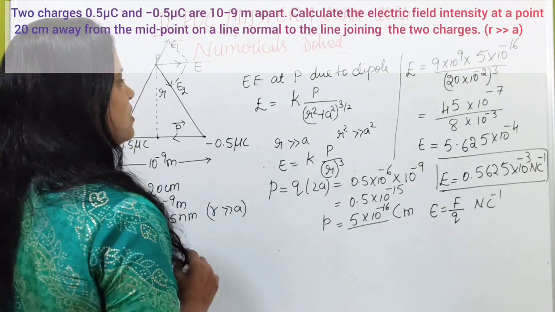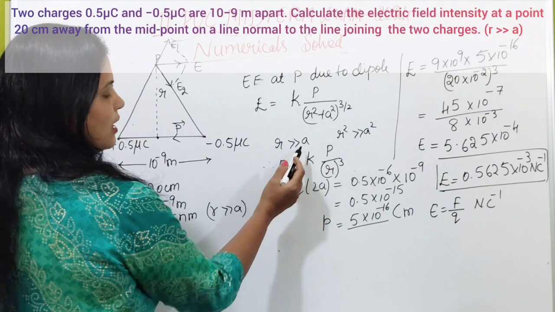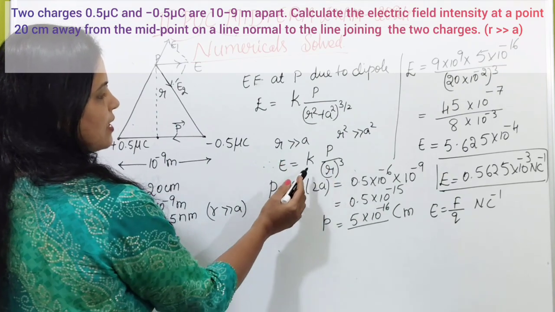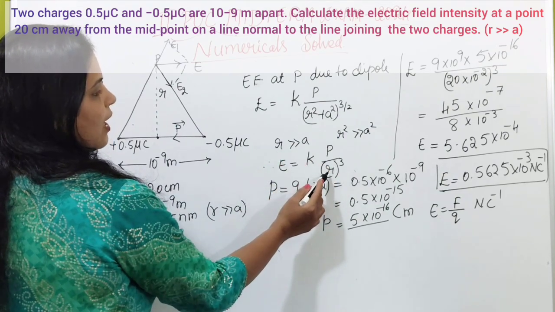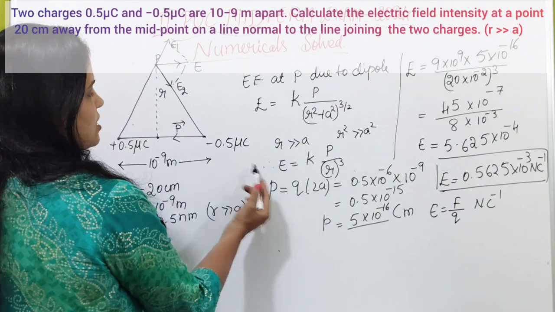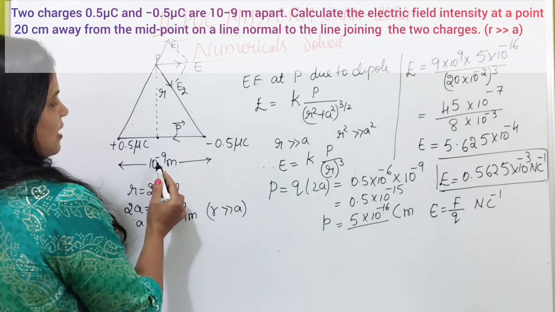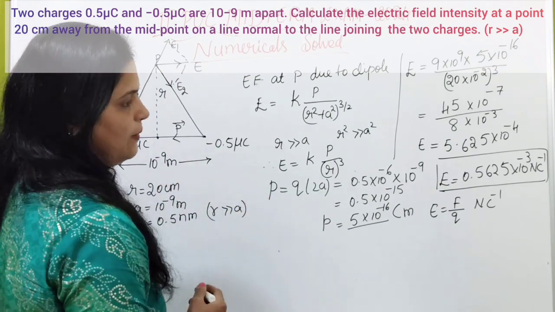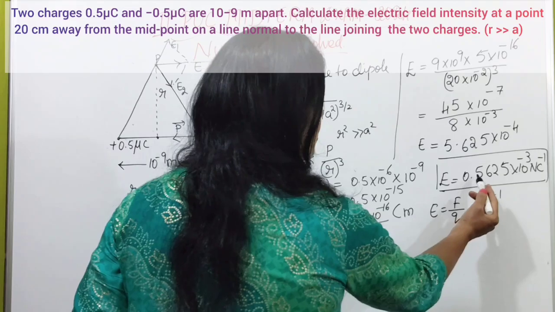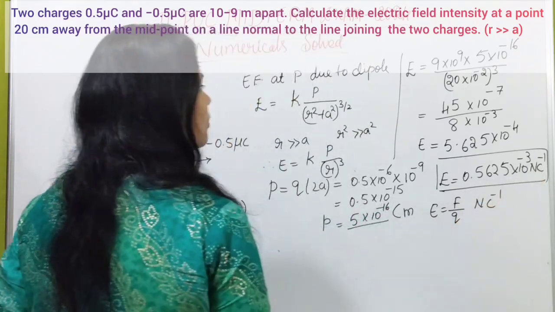Very simple. So just go through the condition applied. Since R is very much greater than A, we are using only this relation, K P by R cube, and P we need to find out. P is not given, which is one of the charges times the separation between these two charges, that is 10 to the power minus 9. So we'll come to know that it is 0.5625 × 10 to the power minus 3 Newton per coulomb.